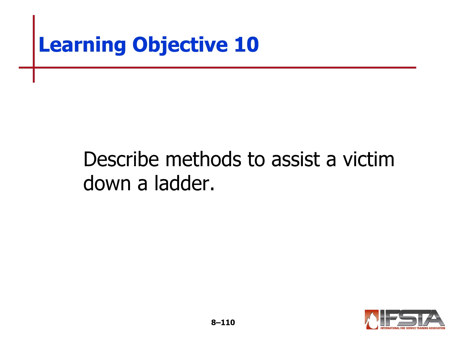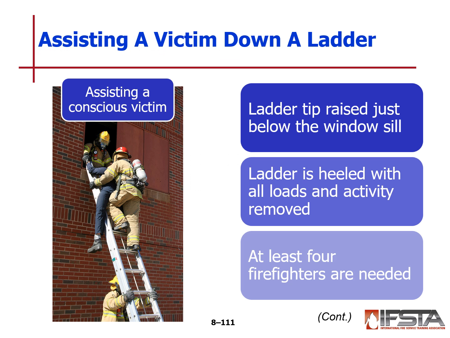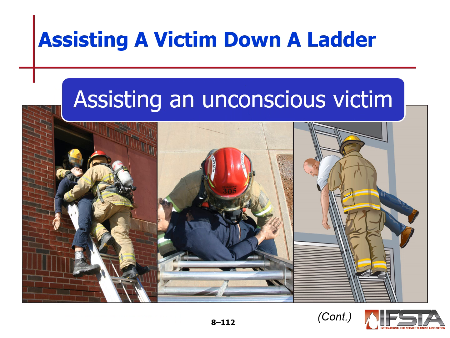Next are the methods to assist a victim down a ladder. For a conscious victim, we want the ladder tip raised just below the windowsill. We want to make sure that the ladder is then heeled with all the loads and activity removed, and at least 4 firefighters are going to be needed for this process. You'll need 1 on the ladder, possibly 1 or 2 heeling the ladder, and a couple of firefighters up in the window.